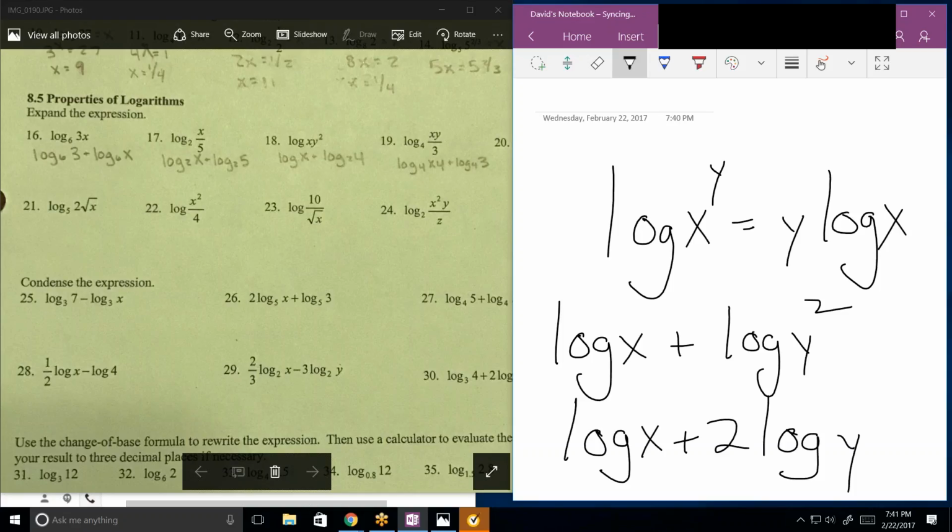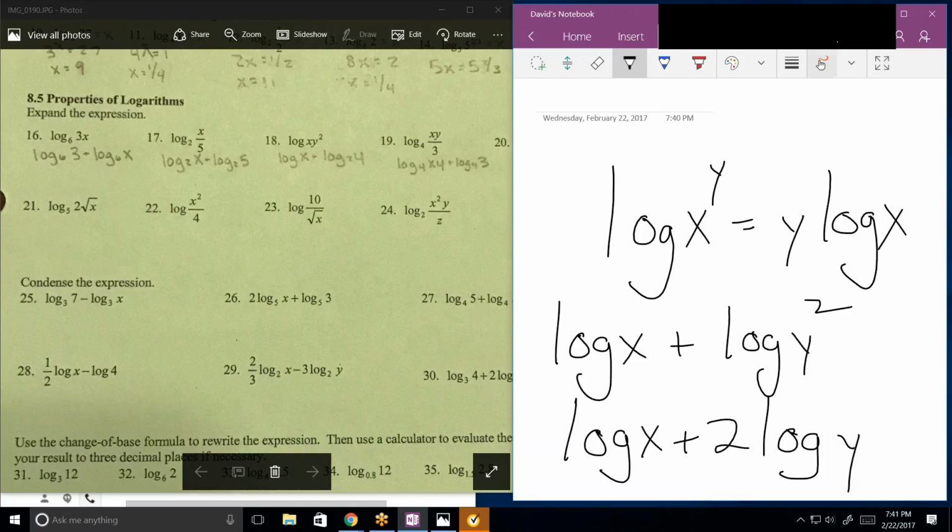Is that a y? Yeah, that's a y. The only thing wrong with your answer is you need the y squared, and then you need to take that 2 and put it in front. Because when they say expand, they always want you to get rid of the exponents. They always want that exponent put in front of the log of y. Cool.